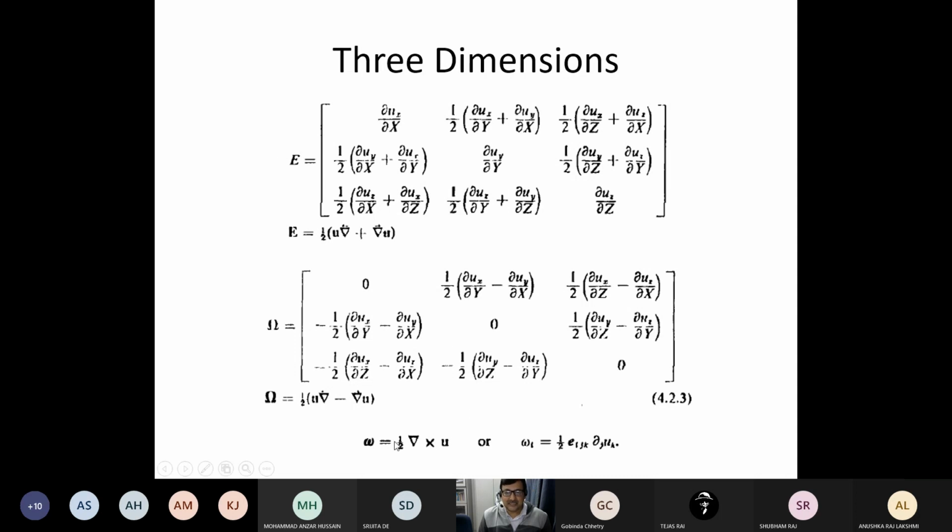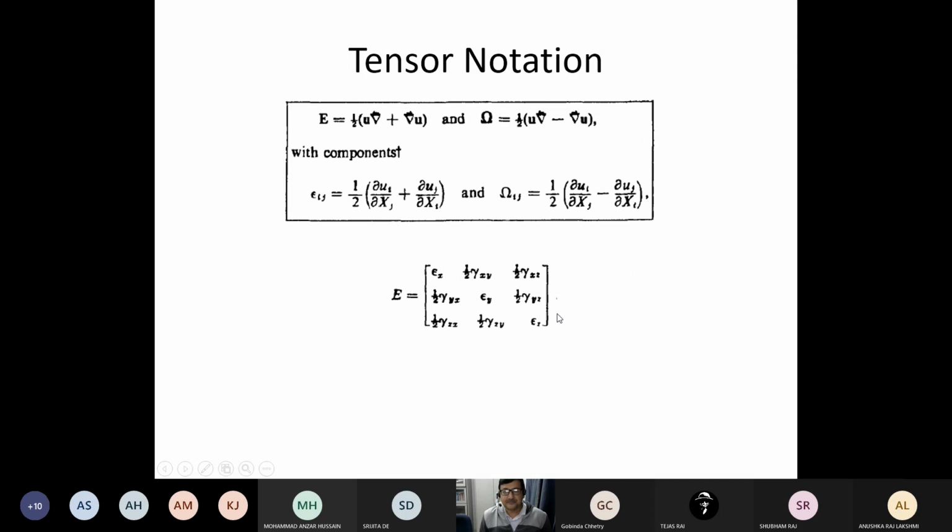Now, this can be written as this. This is nothing but the curl vector that we were discussing. So in tensor notation, E is written in a bit different format: half of gradient of U plus gradient of U transpose, right? And here omega is half of gradient of U minus gradient of U transpose, right?